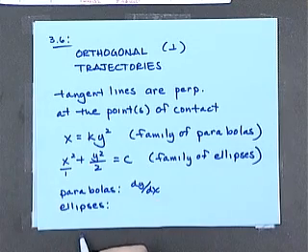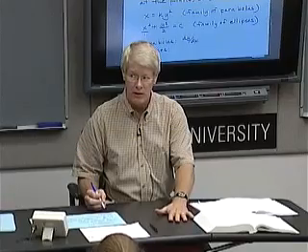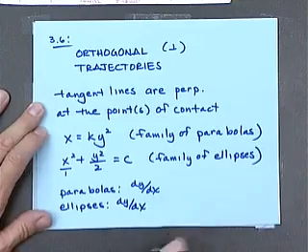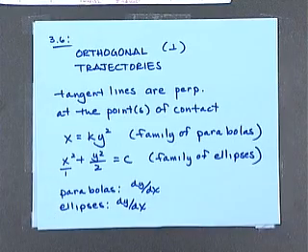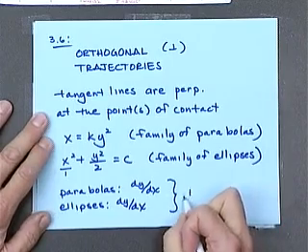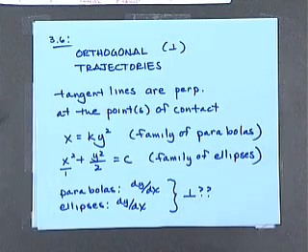So am I safe to assume this is everybody in this class? This is your first encounter with orthogonal trajectories. Is that correct? Okay. And for the ellipses, we want to find dy over dx, and then see if we can actually validate, in fact, that they are mutually perpendicular.